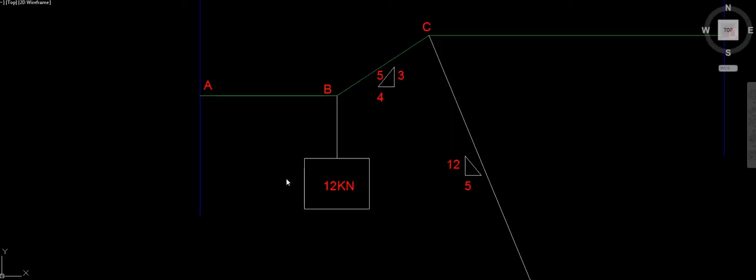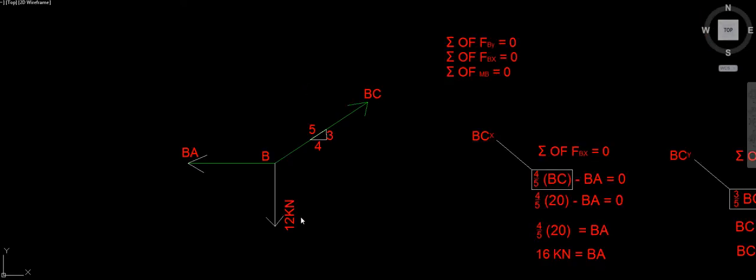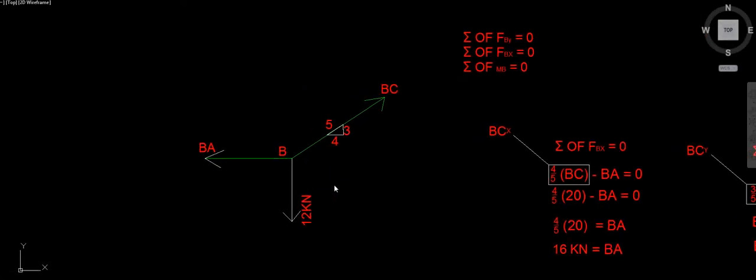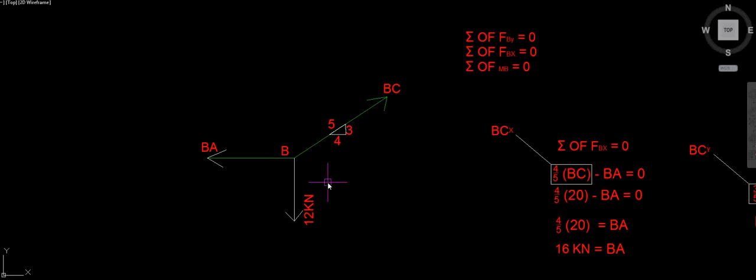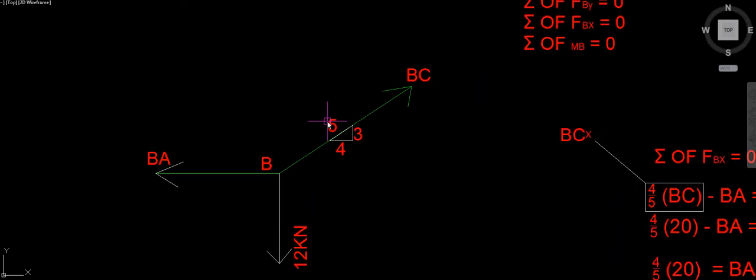Now, we have got the 12 kilonewton force. We were given this, and we will therefore start at point B. On your screen you can see that I've already drawn out a free body diagram of point B. Here we've got our 12 kilonewton force acting downwards. We've got the rope pulling to the left, and this portion is called BA, and this portion will be called BC, and there is our point B.